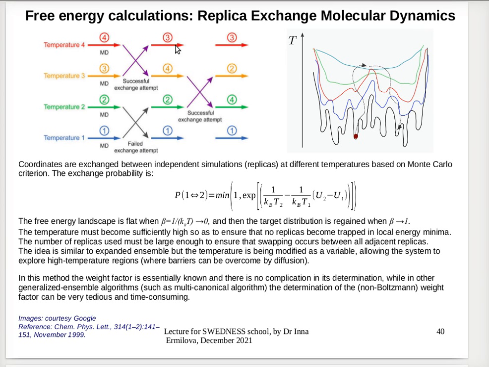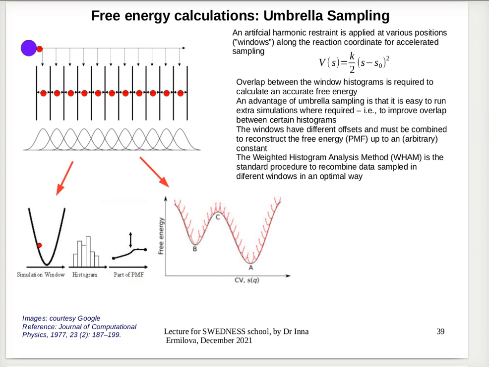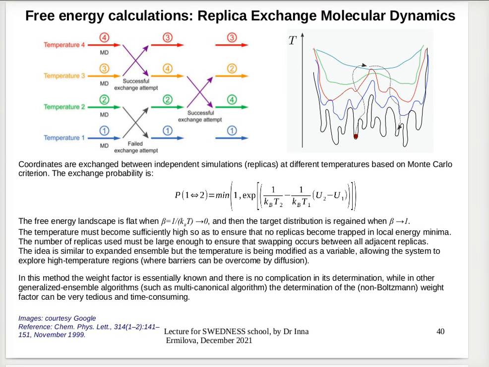Another methodology is replica exchange molecular dynamics. This method also uses very many calculations in order to scan the free energy landscape, and moreover those calculations should be done at different temperatures. So coordinates are exchanged between independent simulations or replicas at different temperatures based on a Monte Carlo criterion, and the exchange probability is listed here. The temperature must become sufficiently high to ensure that no replicas become trapped in a local energy minimum. Yeah, as with the previous method, this method has the disadvantage that you have to create so many simulations, and it's very time consuming.